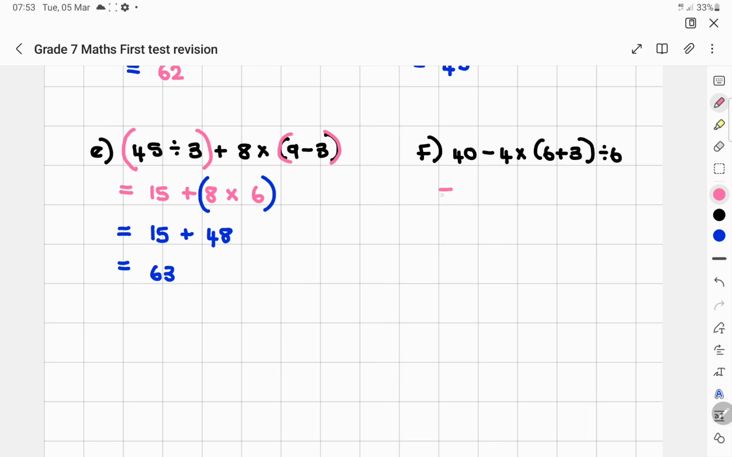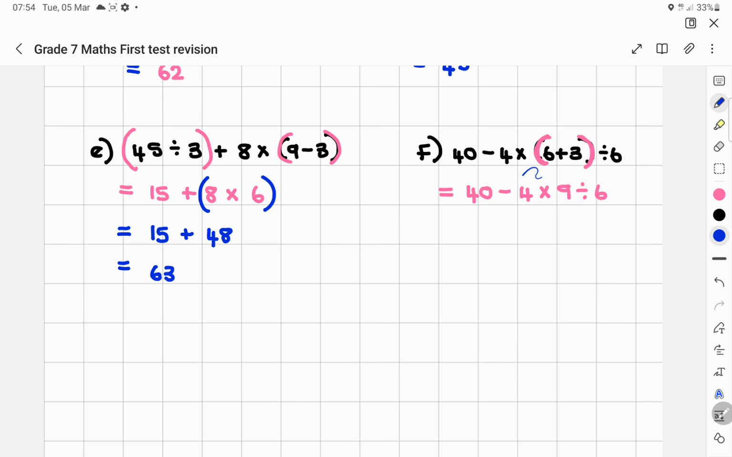Right, let's look at the last one. So 40 minus 4 times 6 plus 3 is, so this is the first thing that we're going to do. We're going to first, like your eyes are like a moth to a flame, I always say. Your eyes must be drawn to that bracket. So that bracket needs to be simplified first. It doesn't matter what operation is inside it, you do the bracket first. So 6 plus 3 is 9 divided by 6.